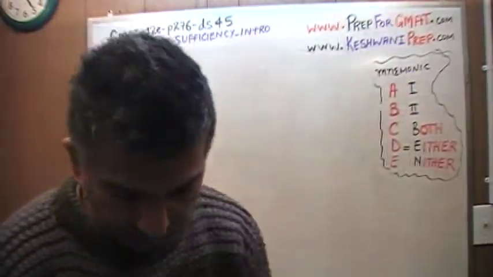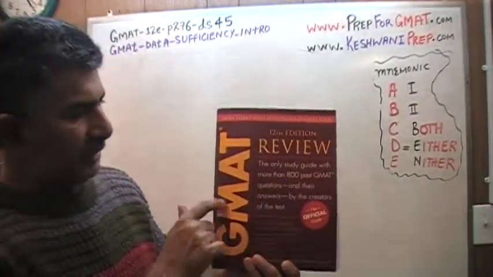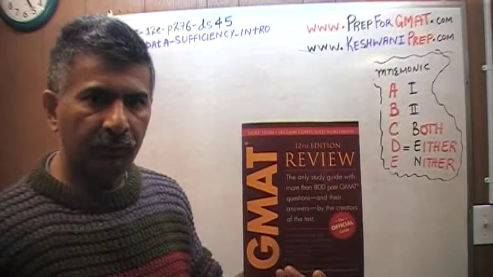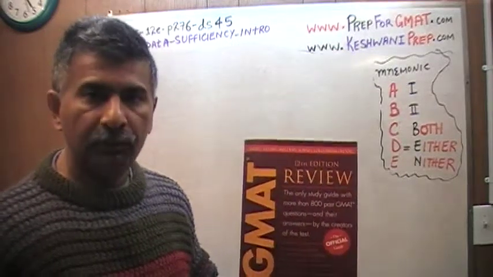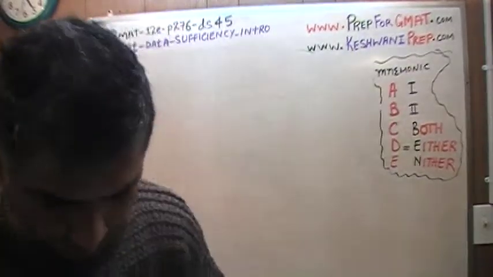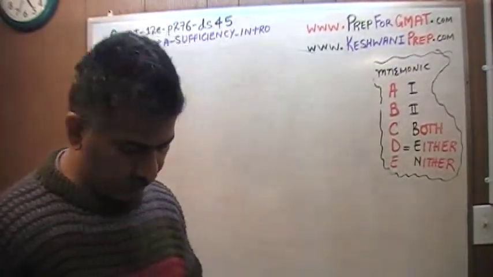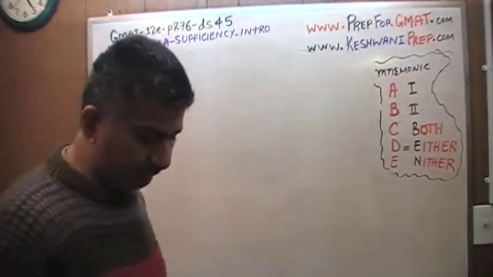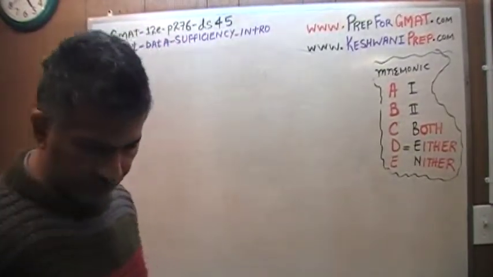I have been solving data sufficiency problems out of this book here, GMAT Review, the Official Guide, the 12th edition. If you do not own this book already, purchase one immediately. You should be able to find it at mba.com. The problem that I'm about to solve is the one that you're going to find on page number 276, the very last problem, number 45. Let's see what it has to say.